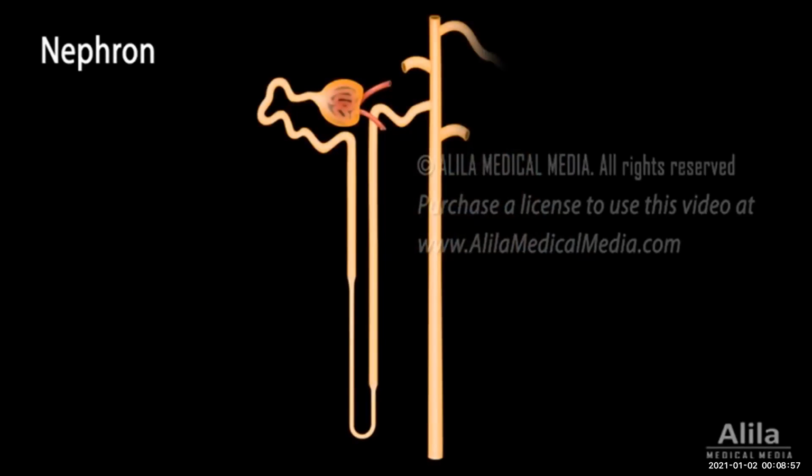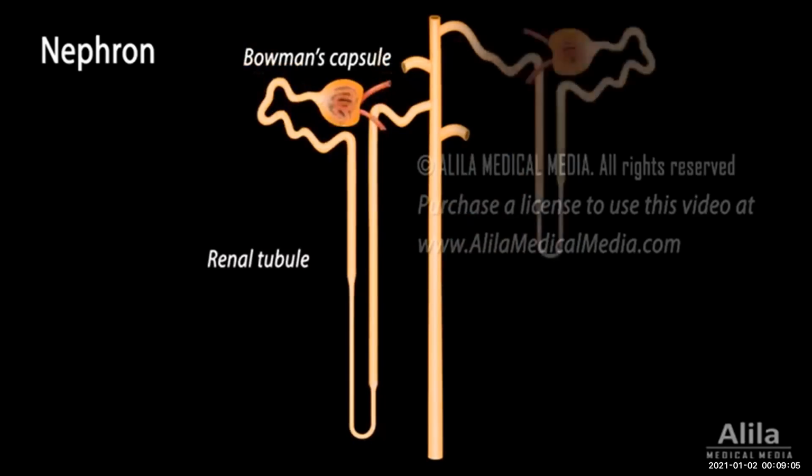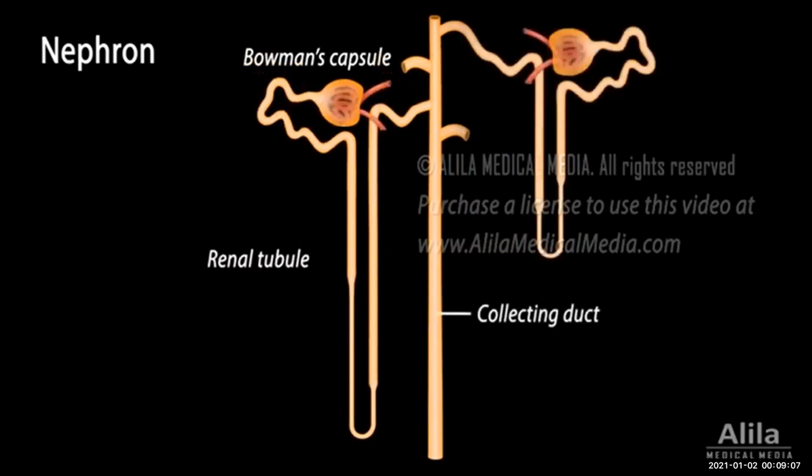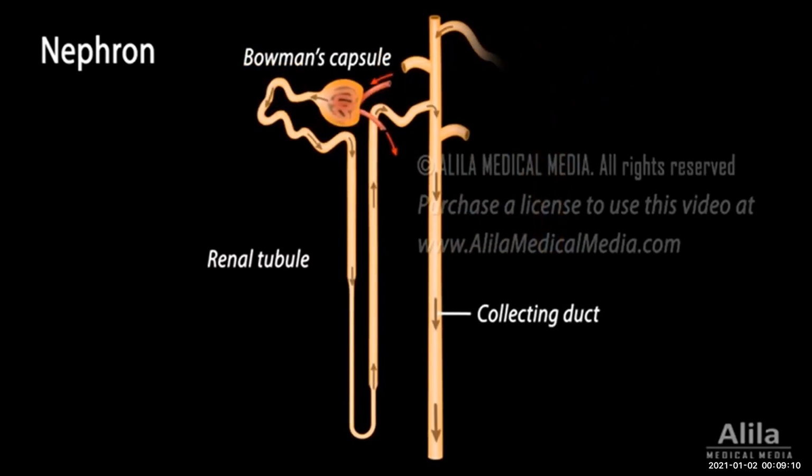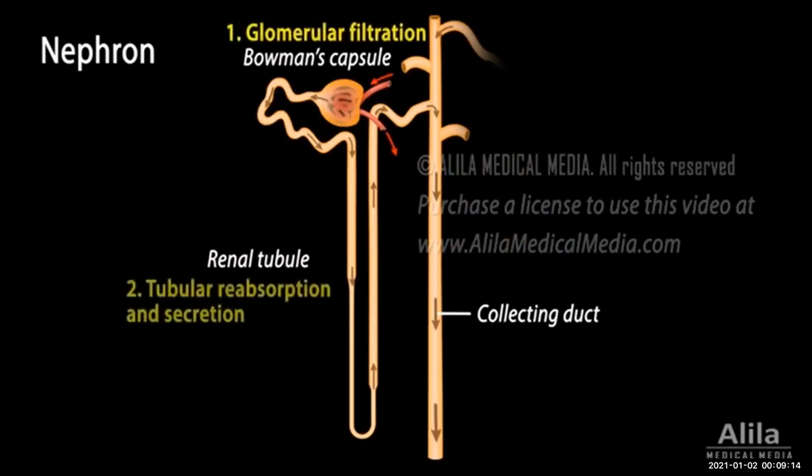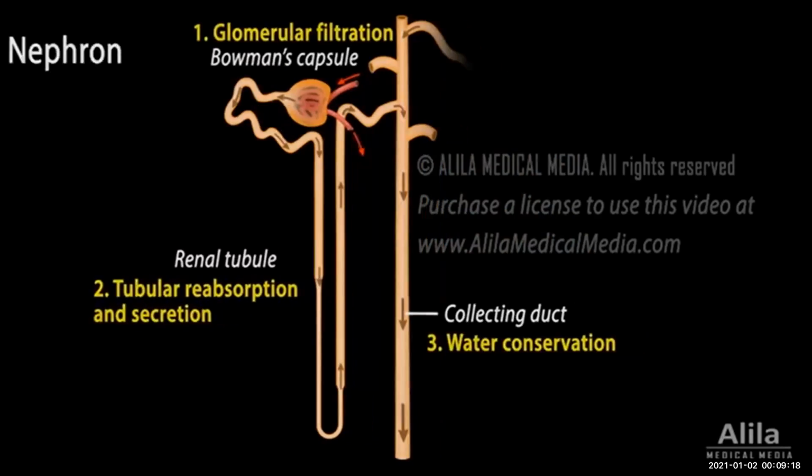A nephron consists of two major parts, a glomerular capsule, or Bowman's capsule, and a long renal tubule. Renal tubules of several nephrons connect to a common collecting duct. There are 3 steps in the formation of urine: glomerular filtration, tubular reabsorption and secretion, and water conservation.